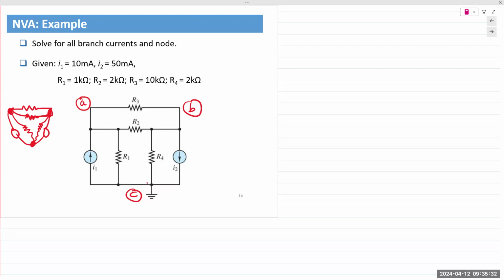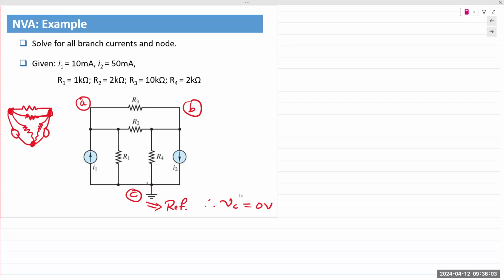Okay, so I'm going to choose C as my reference node, right? Therefore, VC is 0 volts. So assign nodes, node voltages, choose a reference node, and now let me assign branch currents.